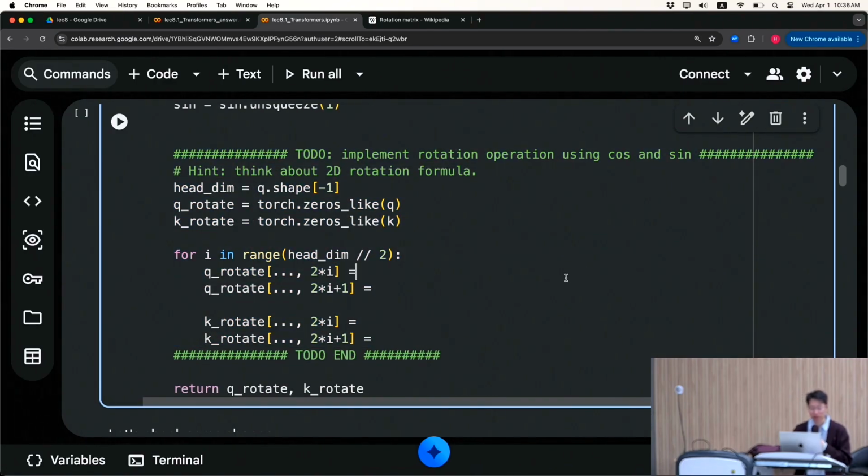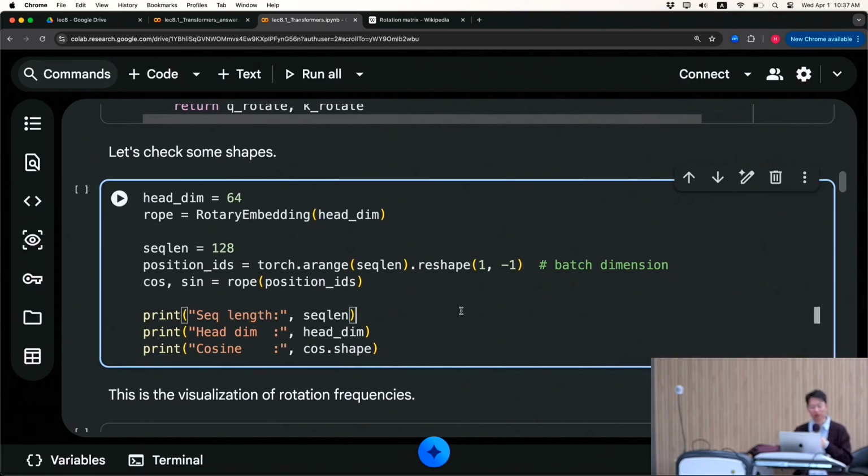It's very simple. You should slice the queries and keys, take two consecutive numbers, apply the 2D rotation matrix, move on to the second pair, apply the 2D rotation matrix. Now look at the consecutive pair again, apply the matrix, etc. So pretty much everything is given to you.